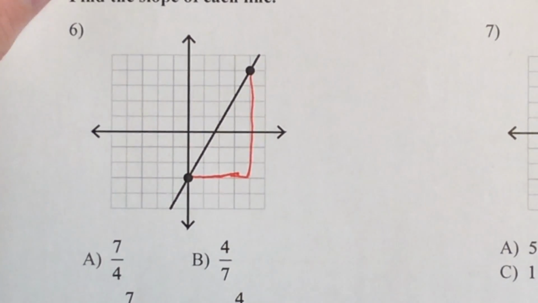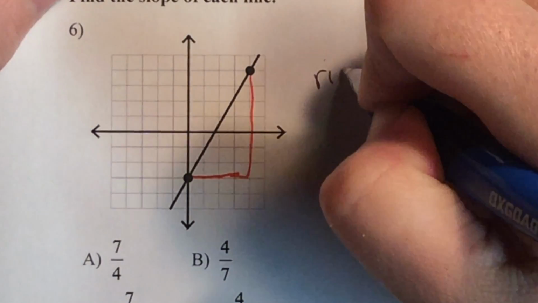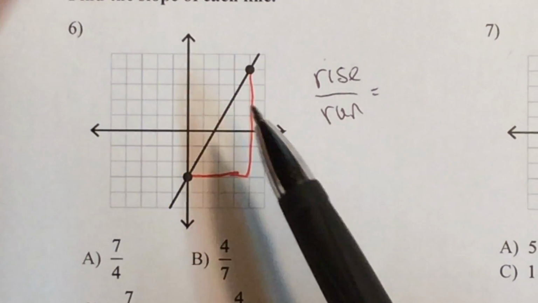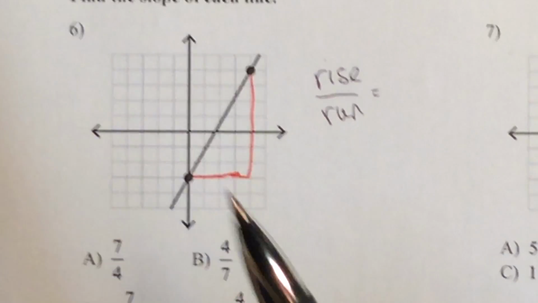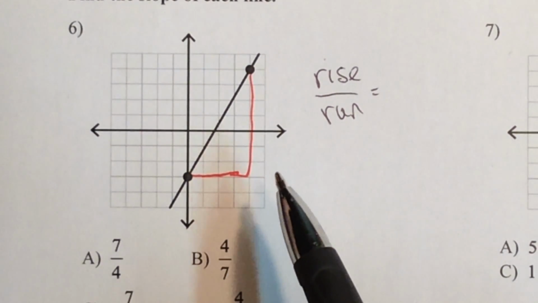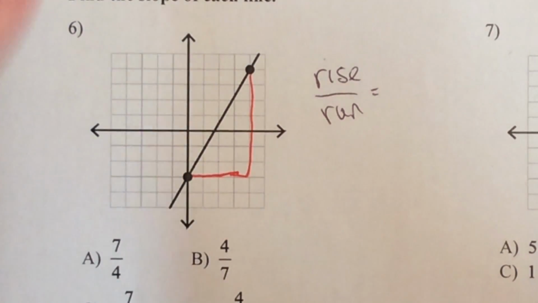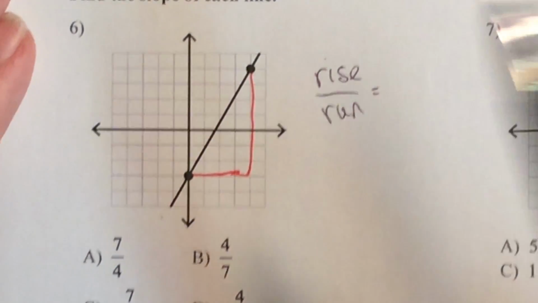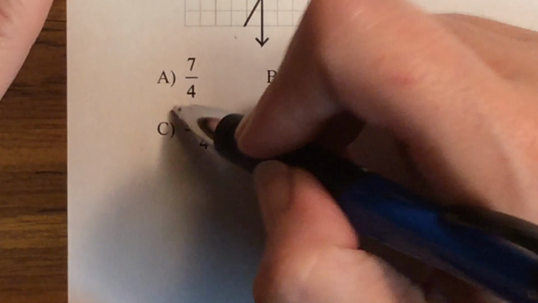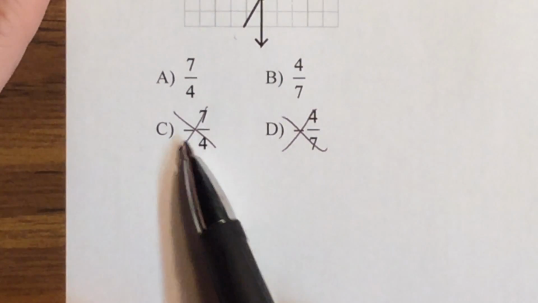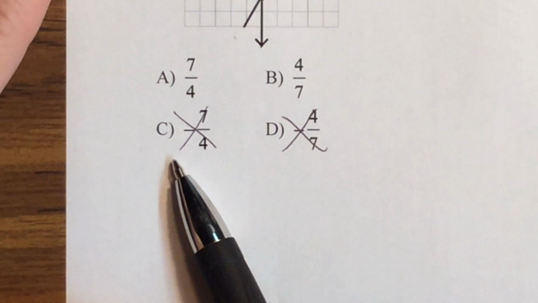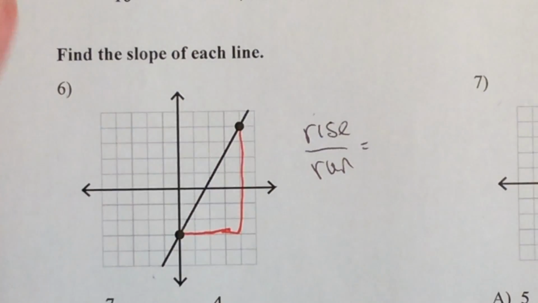Don't forget, another way to say slope is rise over run. The first question you can ask yourself is, is this a positive slope or is this a negative slope? And this is a positive slope. It's going uphill. Uphill, okay? So these are not possible. The two negatives, you can just cross those out. There's no chance it's one of those two answers. This is a positive slope.